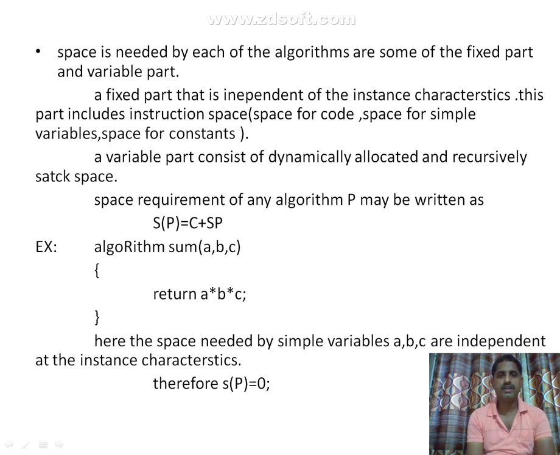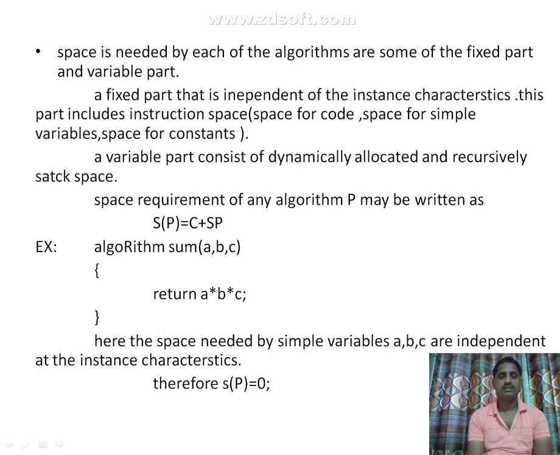The space needed by each algorithm is the sum of a fixed part and a variable part. The first one is the fixed part and the second one is the variable part. A fixed part is independent of the instance characteristics. This part includes the instruction space, that is the space for code, space for simple variables, and space for constants. It is called the fixed part. And the variable part consists of dynamically allocated and recursively stacked space, which is dependent on the instance.